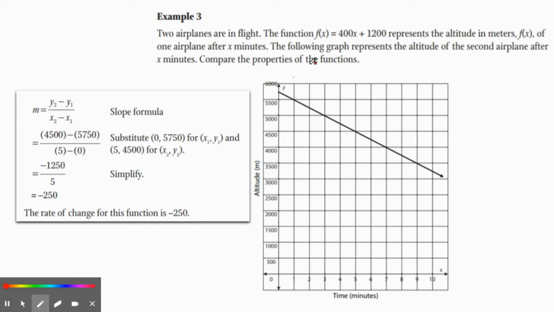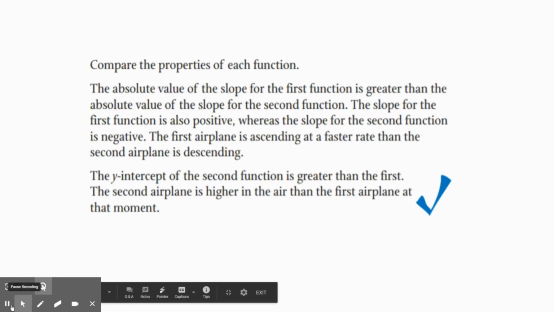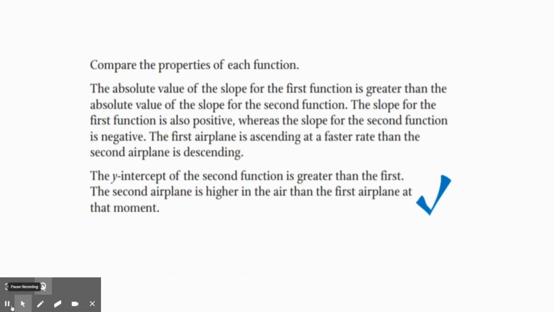And what about their y-intercepts? f of x has a y-intercept of 1200, and then you have a much higher y-intercept in g of x right here. To summarize, the absolute value of the slope for the first function is greater than the absolute value for the second function, and the y-intercept for the second function is greater than the first.